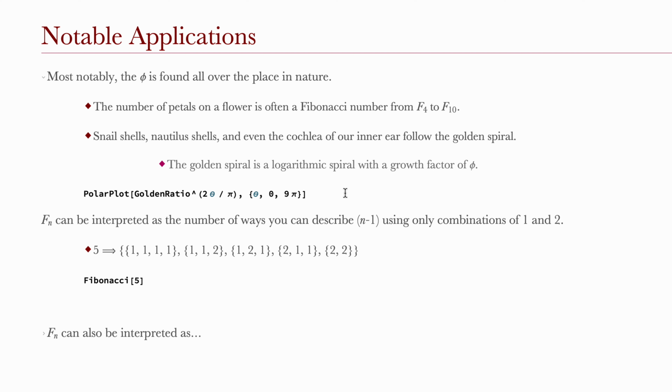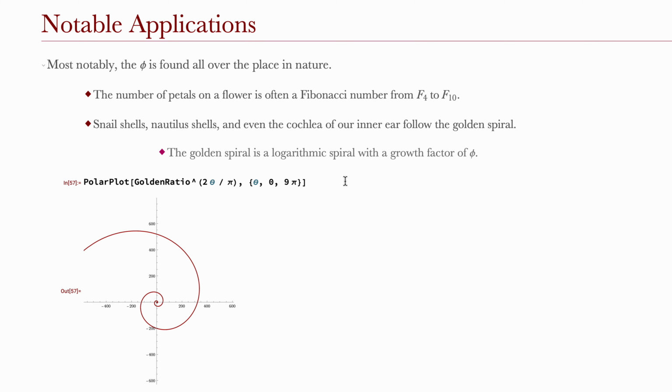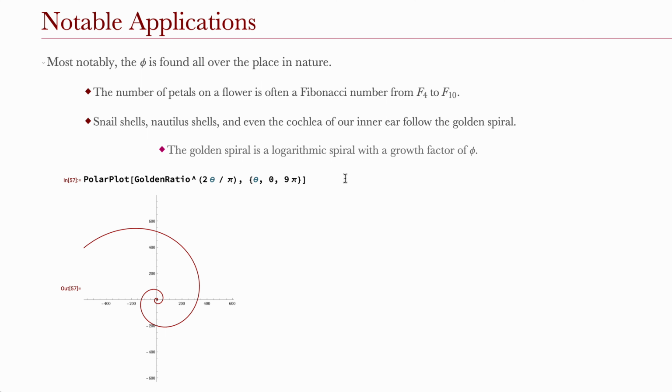We can actually map that out in the Wolfram language using its polar plot function and a growth rate of phi. Now, if I'm being honest with you, I think some popular media outlets have overblown how much the golden ratio is found in nature, but it is kind of cool to see it sometimes.